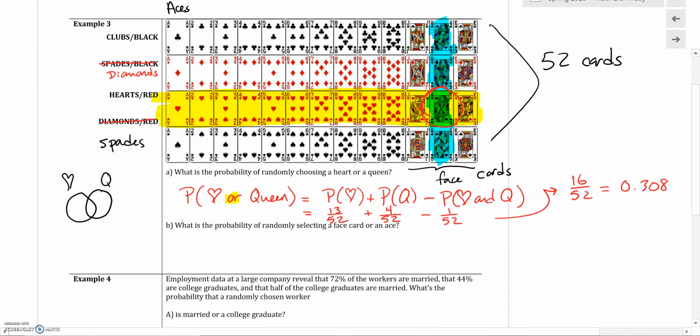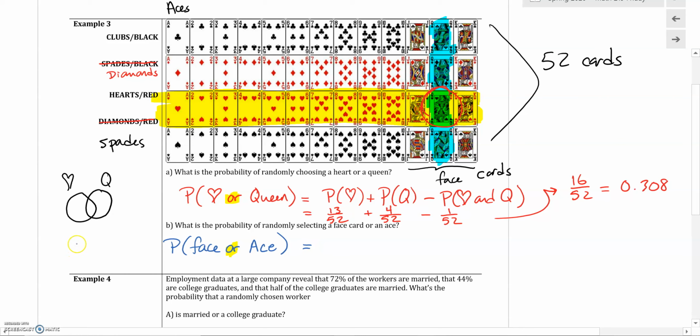Let's try part B. It says, what is the probability of selecting a face card or an ace? So the probability of getting a face or an ace. Same idea. It's an or statement. So I'm going to add the 2 probabilities together and remove any double counting if needed.